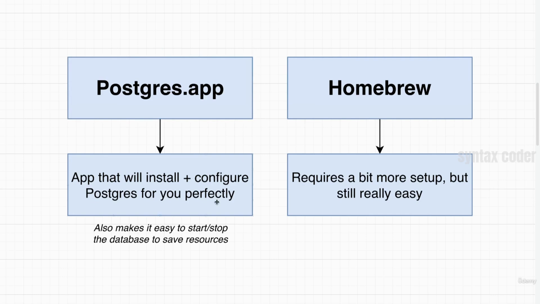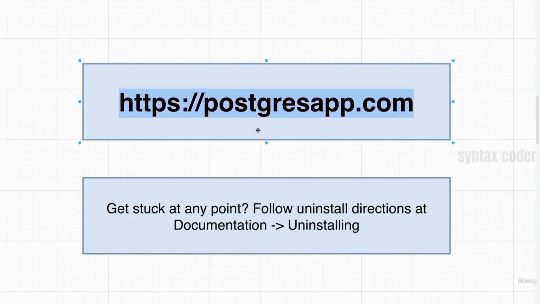Another nice thing about it is that it makes it really easy to start and stop the database. So if you ever decide that you don't want to work with Postgres for the coming weeks or months, you can very easily stop it and not have to worry about Postgres making use of resources like RAM or CPU time on your computer. To install Postgres using this desktop application, we're going to open up a new browser tab and go to that address right there.